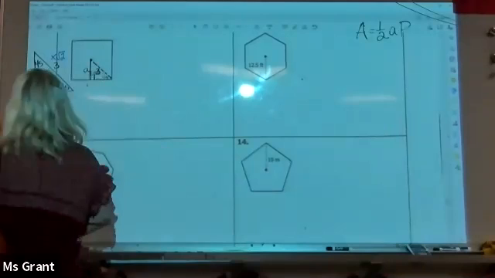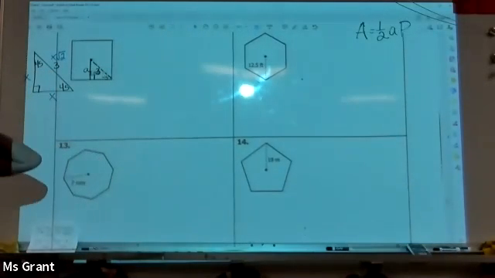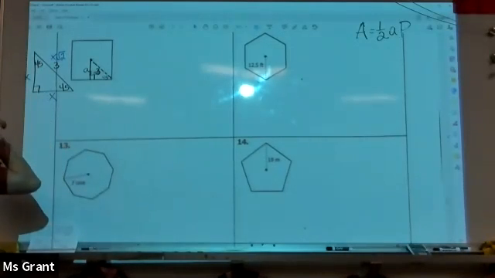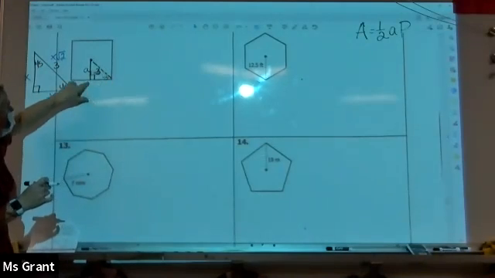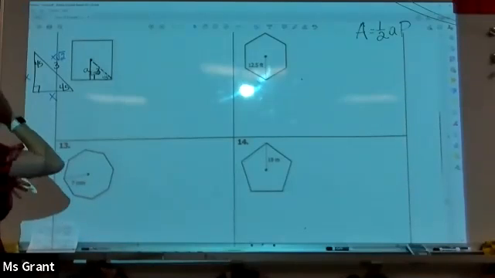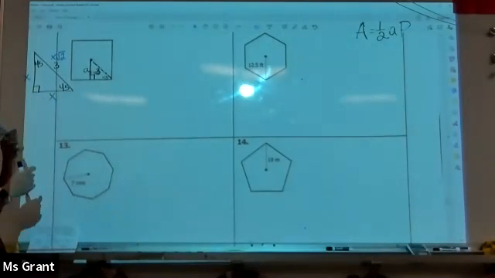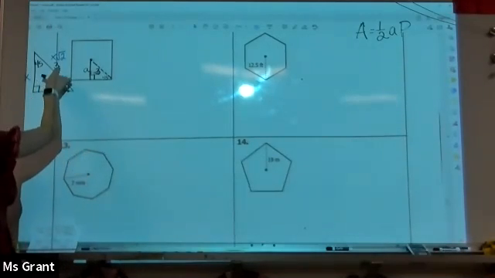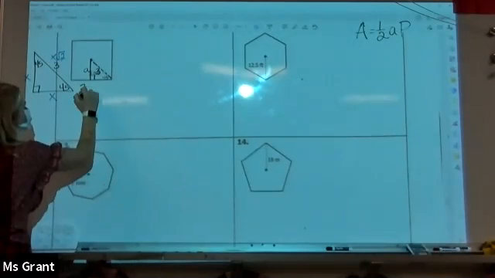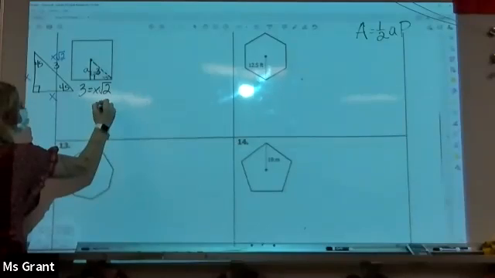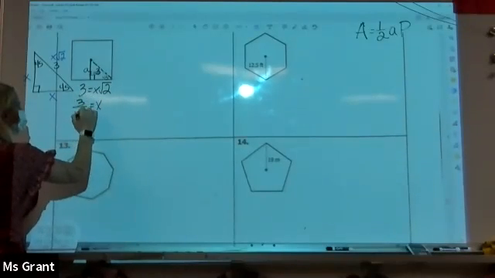All right, hi. So I have my 45, 45, 90 triangle that's inside the square. And I need to find the side length and the apothem, which are going to be the same size because it's a square. And 45, 45, 90 means it's an isosceles triangle. So 3 has the value of x rad 2, and so I am doing 3 divided by rad 2.